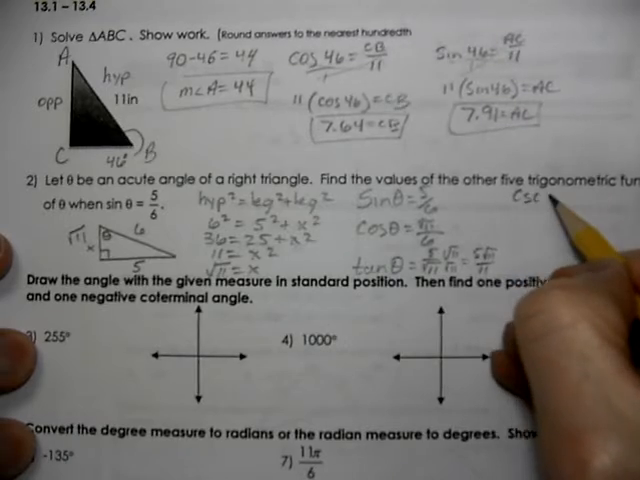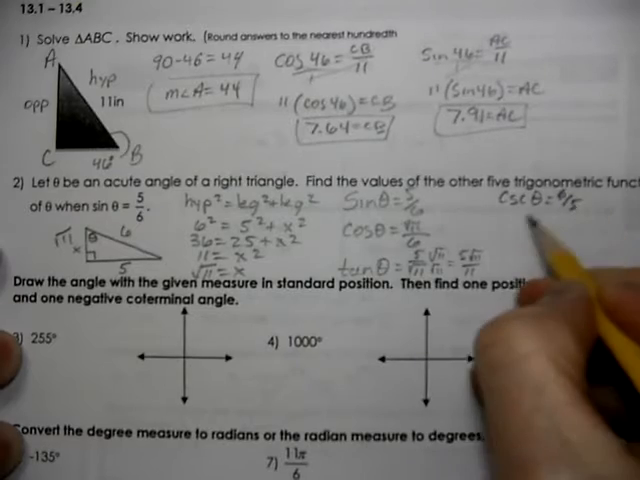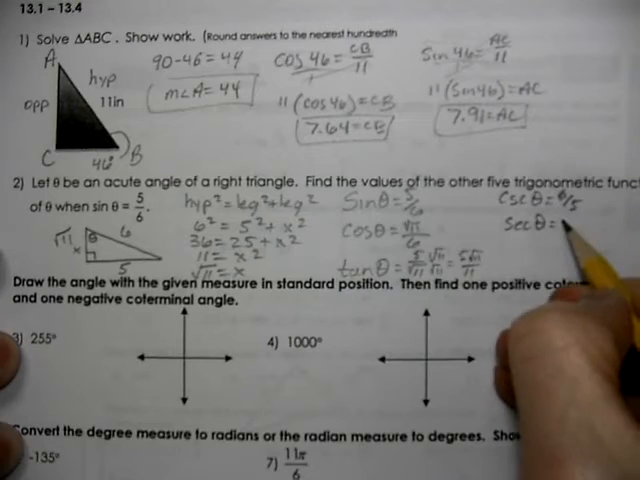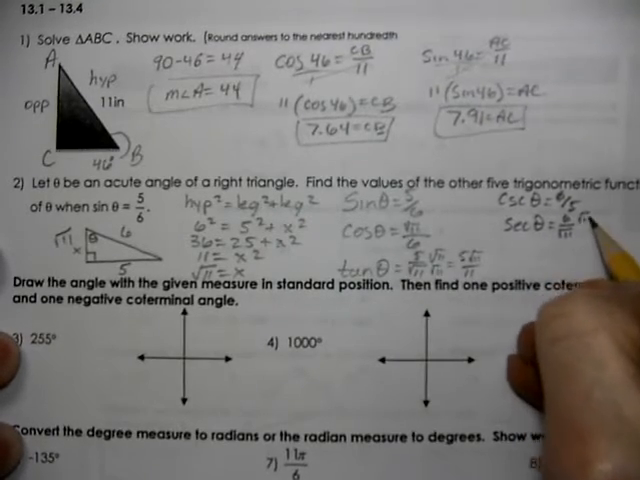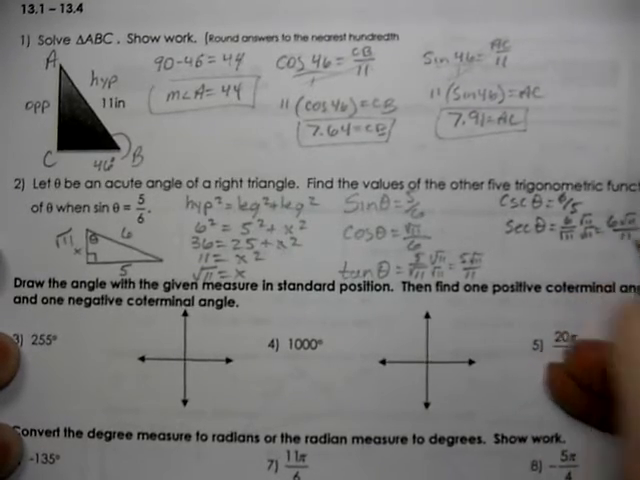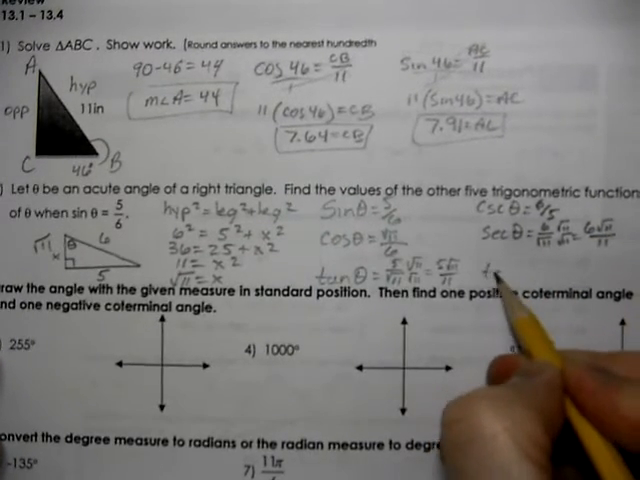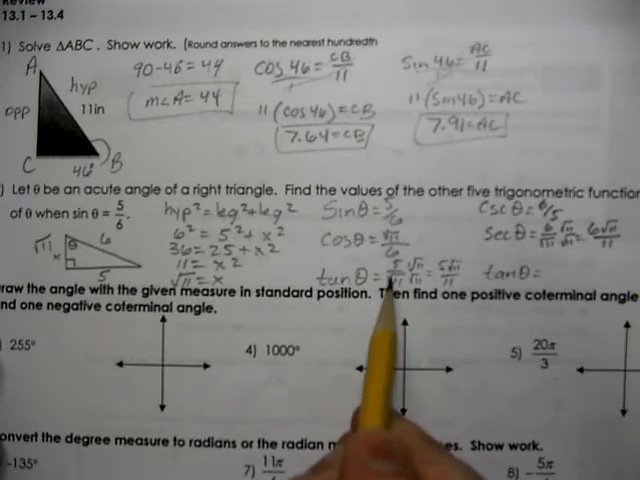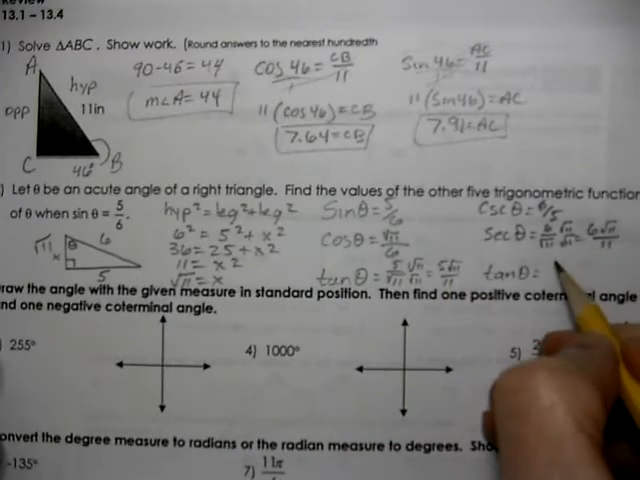So cosecant, which is a reciprocal of sine, would be 6 over 5. Secant, the reciprocal of cosine, would be 6 over the square root of 11. Rationalize the denominator. And then tangent. Let's do the reciprocal of 5 over the square root of 11, so we don't have to re-rationalize it again, and then reduce.